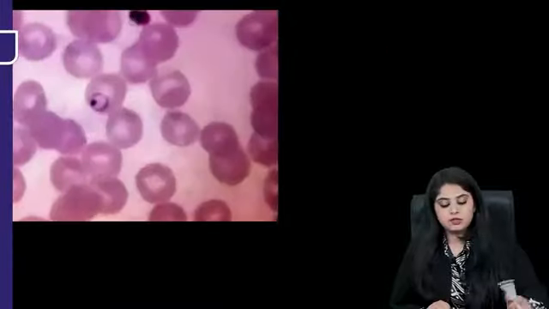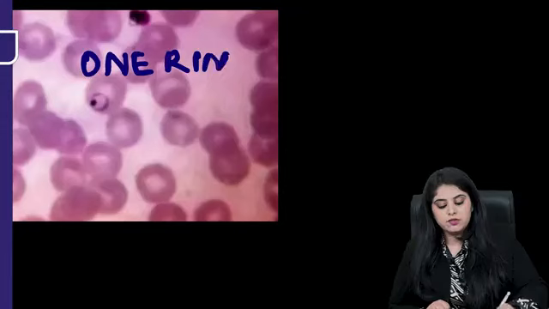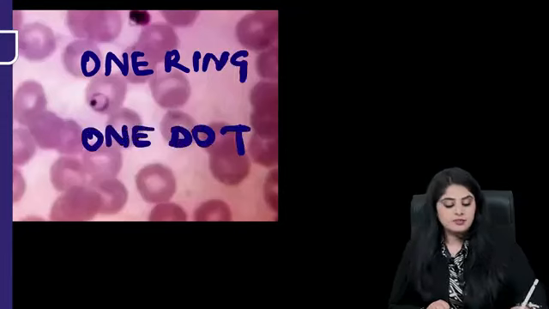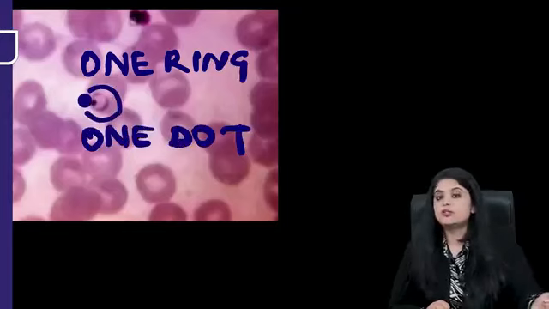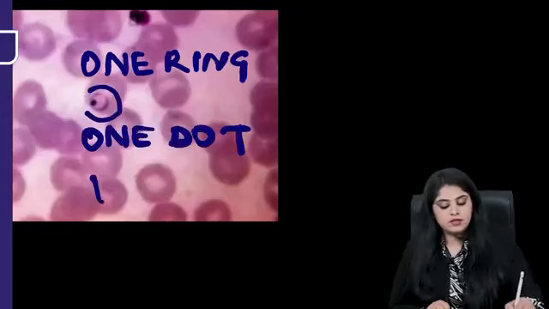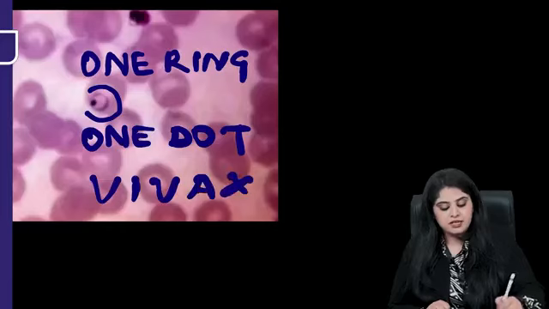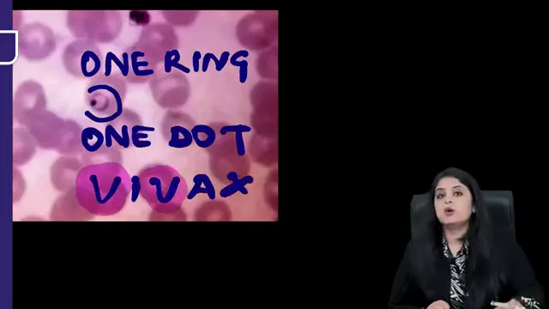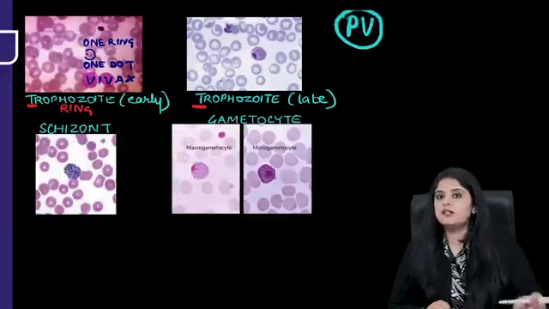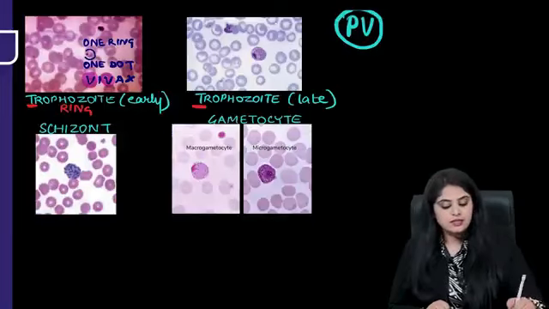How many rings are you seeing over here, ma'am? So simple. I am seeing just one ring over here, and inside that one ring, I am seeing one dot. How easy! Because I will learn Vivax has one ring and one dot. Simple now. Vivax, one ring, one dot. That is an early trophozoite.